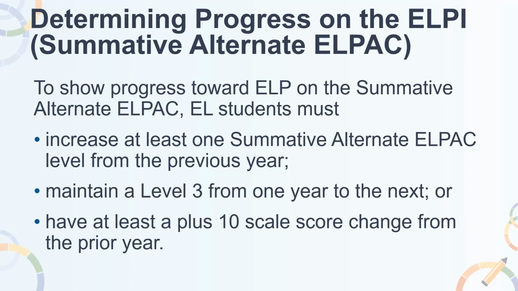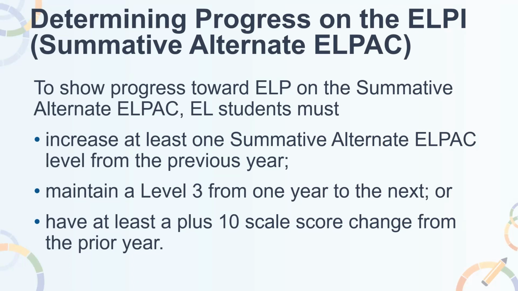An EL student can show EL progress on the summative alternate LPAC. Increase at least 1 summative alternate LPAC level from the prior year, or maintain a level 3 from 1 year to the next, or have at least a 10 plus scale score change from the prior year.